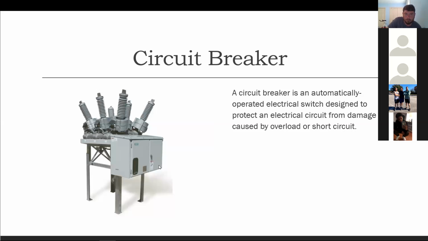And here we have a circuit breaker. The circuit breaker is an automatically operated electrical switch designed to protect an electrical circuit from damage caused by overload or short circuit. This is a more modern circuit breaker right here. It's gas operated.